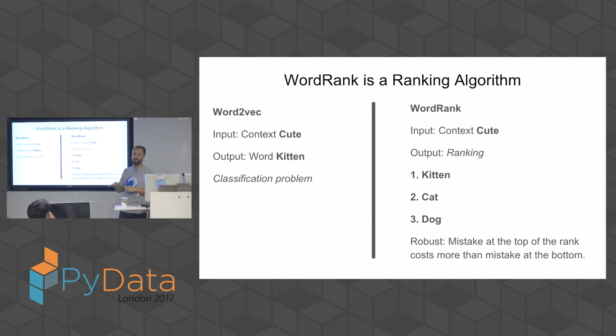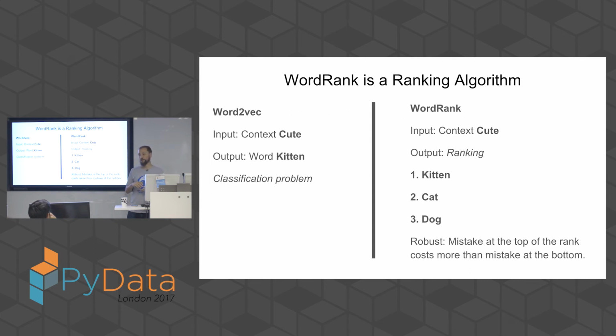WordRank thinks about it differently. When it gets a word, cute, what it wants to produce is a ranking. So I want to produce a list of words where the first one is going to be kitten, because cute and kitten appear twice. Second is going to be cat. Cat was cute once. And the third one is going to be dog. Dog was never cute. So it'll be just the third one.